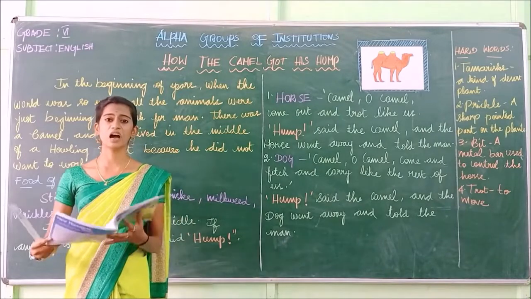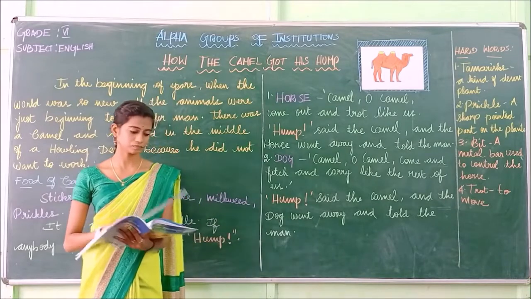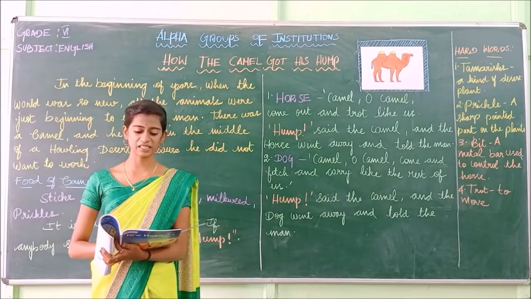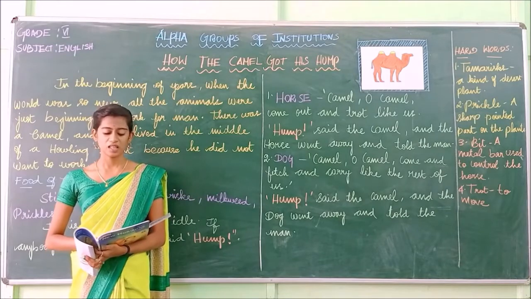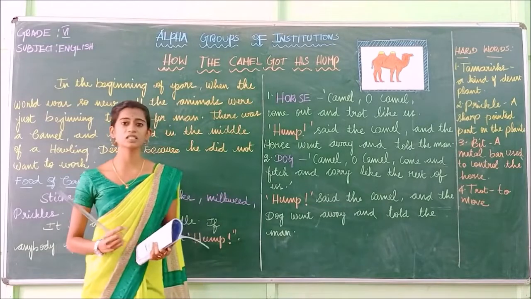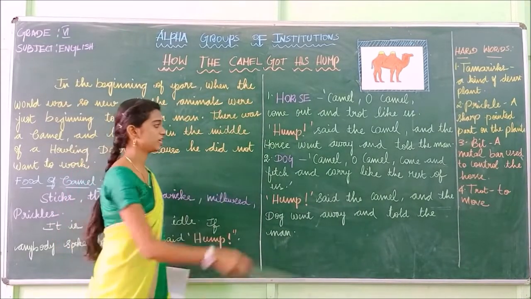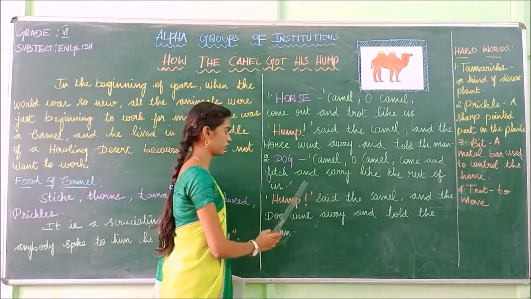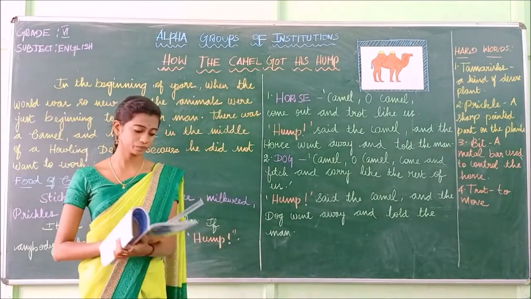Next, after the horse, who comes? The dog. The dog comes after the horse. The dog came to him with a stick in his mouth and said, Camel, oh camel, come and fetch and carry like the rest of us. So after the horse, a dog is coming carrying a stick in his mouth, calling the camel to come and fetch and carry.